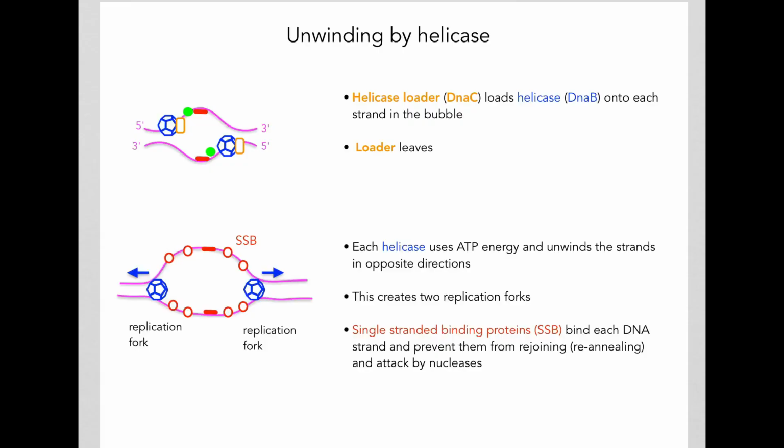So in order to prevent the 2 single strands from rejoining and also prevent the single-stranded DNA from attack by nucleases, single-stranded strands are more sensitive to nuclease attack. So we have these proteins called single-stranded binding proteins, or SSB. These SSBs will start binding each strand. And by binding each of the separated strands, they will prevent the strands from coming together, and they will also protect the strands against nuclease attack.